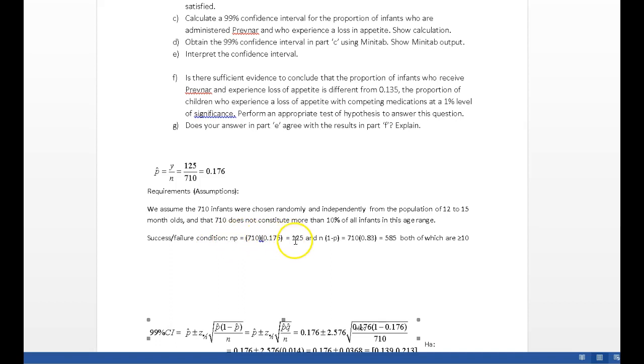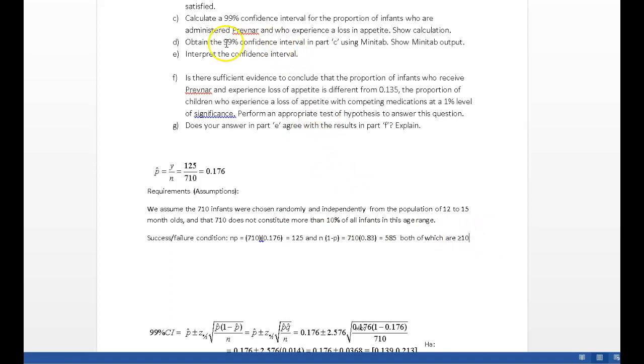We want the number of successes. This is the number of kids in our sample who experienced loss of appetite, which is 125, and the failures are 710 minus 125, which should work out to 585. So both of these numbers are greater than 10, so we're good to go.